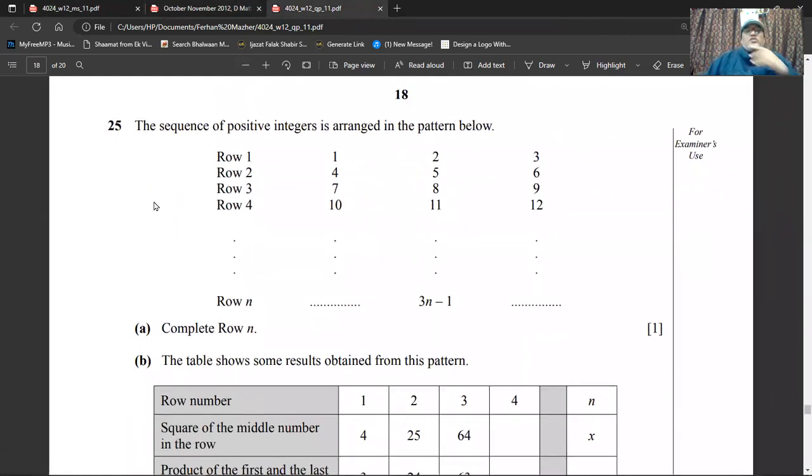Okay, so we are going to the next question. The next question is question number 25. He says the sequence of positive integers is arranged in the pattern below. So here you have 1, then 2, then 3, okay? 4, 5, 6, 7, 8, 9, 10, 11, 12. Very simple pattern. He says if the middle term is 3n minus 1, what will this be? This will be 1 less than the middle term.